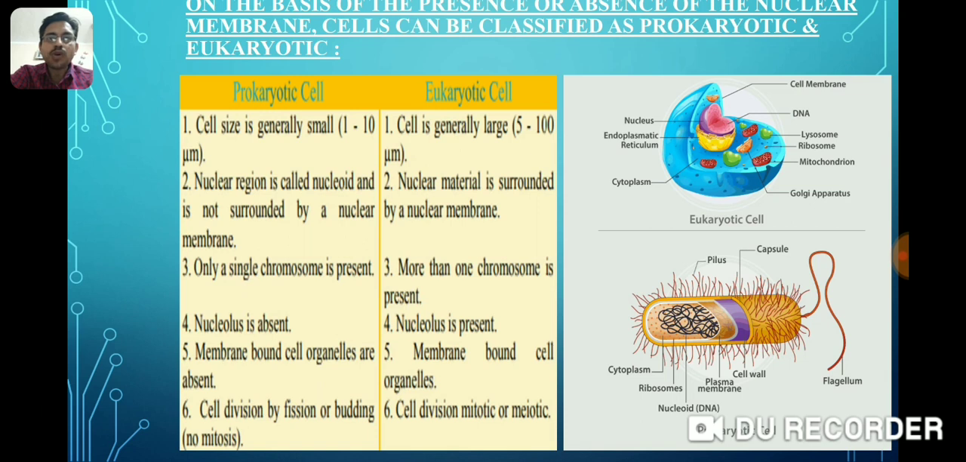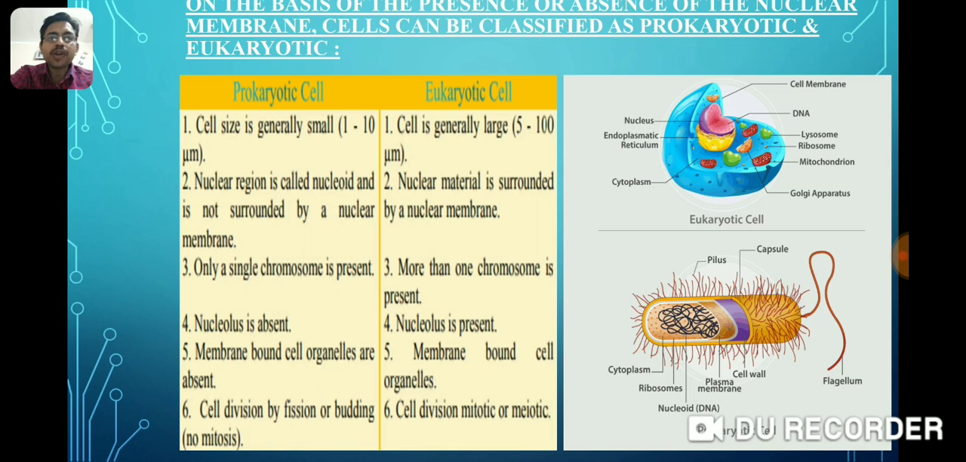Prokaryotic cells are generally small in size, 1 to 10 micron meter, whereas eukaryotic cells are large sized, 5 to 100 micron meter. The nuclear region in prokaryotic cell is called nucleoid, and it is not surrounded by a nuclear membrane, while the nuclear region of a eukaryotic cell is surrounded by a nuclear membrane. In prokaryotic cell, only a single chromosome is present, whereas in eukaryotic cell, more than one chromosome is present. Nucleolus is absent in prokaryotic cell, whereas it is present in eukaryotic cell.